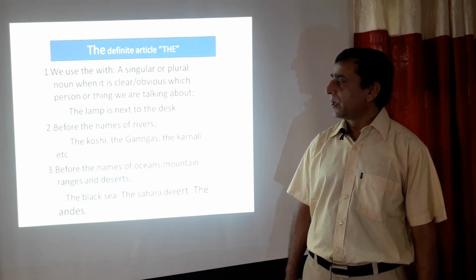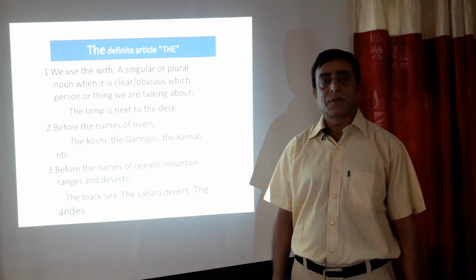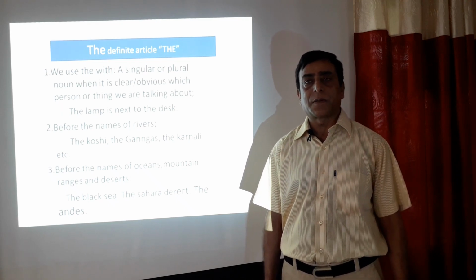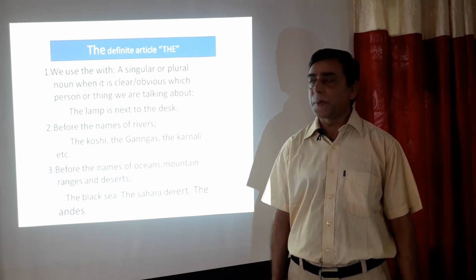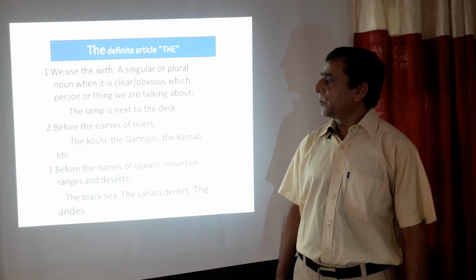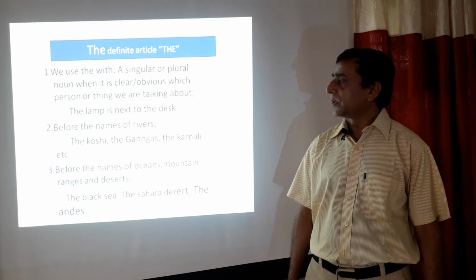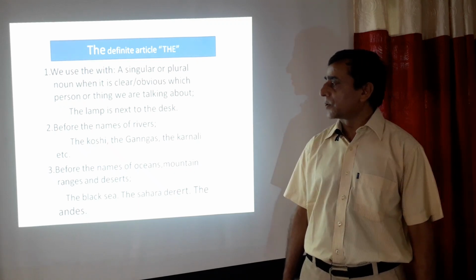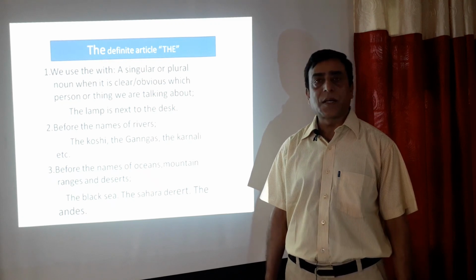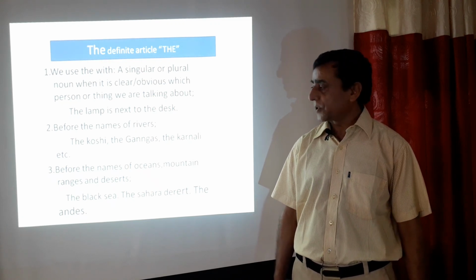Number second, before the names of rivers. It should be clear. Before the names of rivers, we use the article the. For example, the Kosi, the Ganga, the Karnali, etc. These are the rivers.